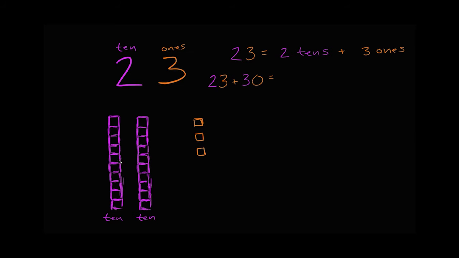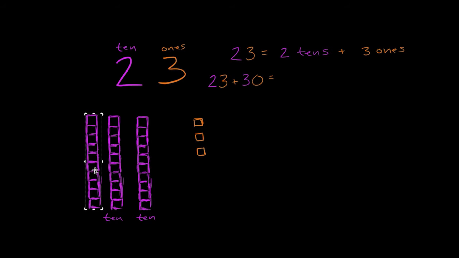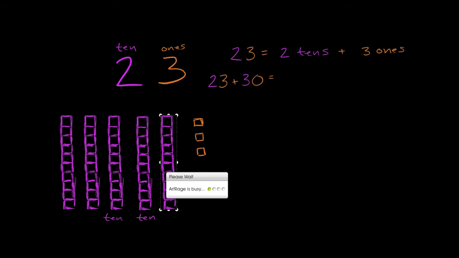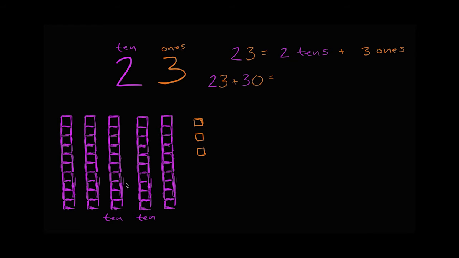Well, I start with 23, which I have represented here, and I'm going to add 30. 30 has 3 in the tens place, so it literally means I'm going to add 3 tens, and I'm going to add 0 ones. So let me add those 3 tens. So that's 1 ten. This is 2 tens, and that is 3 tens. So I've added 1, 2, and 3 tens here. So now, how many tens do I have? Well, I now have 1, 2, 3, 4, 5 tens. And notice, 2 tens plus 3 tens is equal to 5 tens.